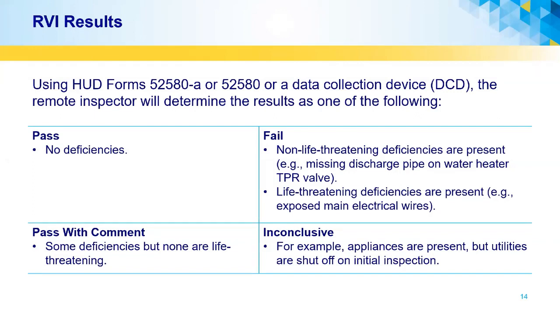Life-threatening deficiencies are present, for example, a missing discharge pipe on the water heater temperature pressure relief valve, or life-threatening deficiencies such as exposed main electrical wires. And then lastly, we might have something that's inconclusive, for example, an appliance is present, but the utilities are shut off on the initial inspection.